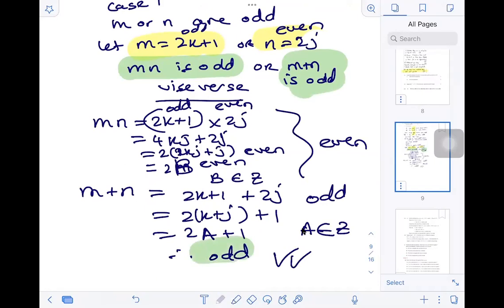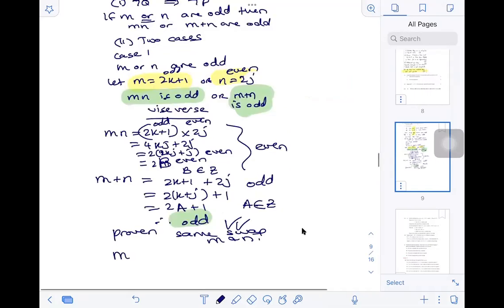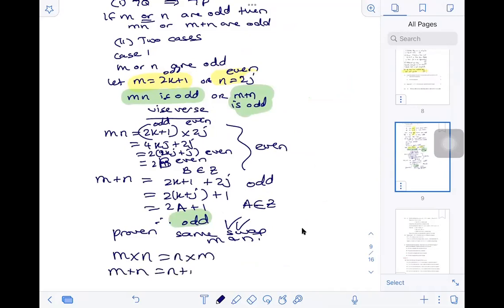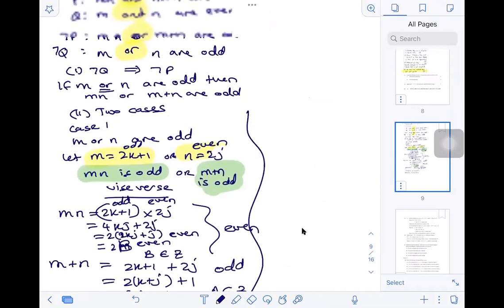So I've actually proven that. Now it would be the same, you could just state it would be the same if you swap the m and the n. It's not going to make any difference because m times n is the same as n times m, and m plus n is the same as n plus m.